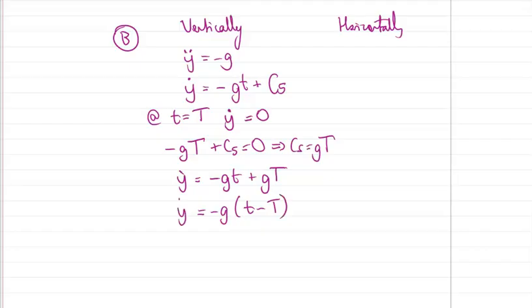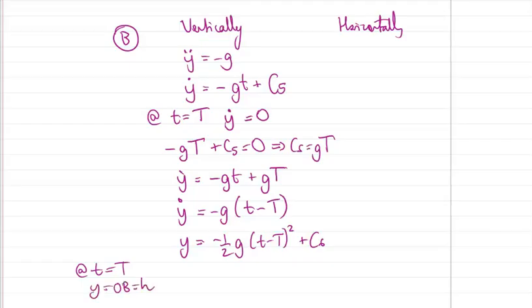I can differentiate again. I get y equals minus a half g (t minus T) squared plus my next constant, C6. Now I know at t equals T, the y displacement is given by OB, which I've decided to call h. So I get the fact that y equals minus a half g (t minus T) squared plus h.